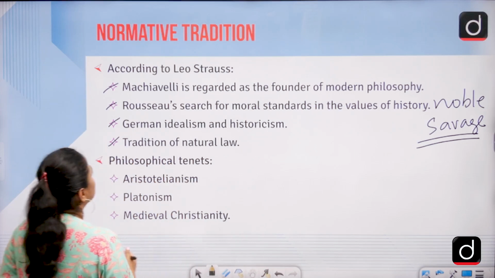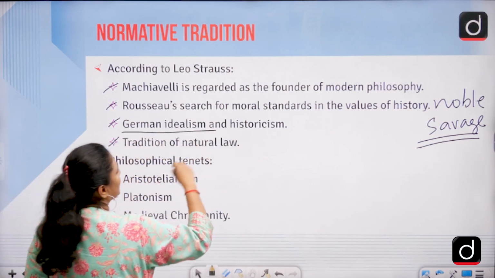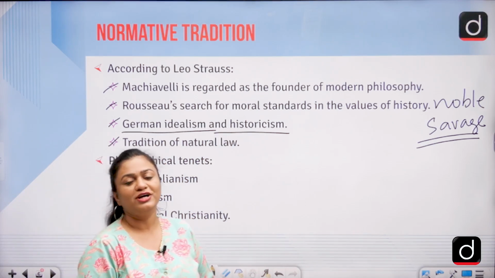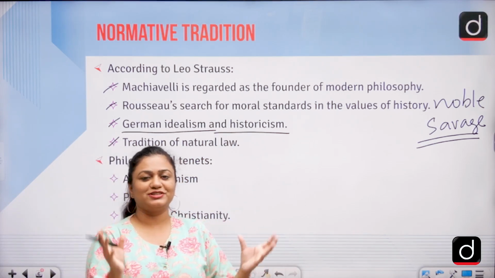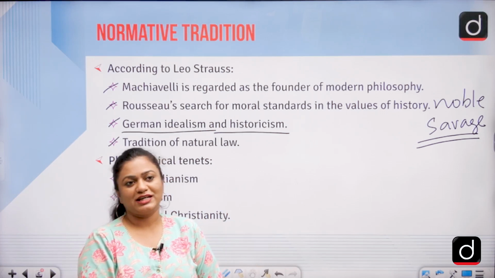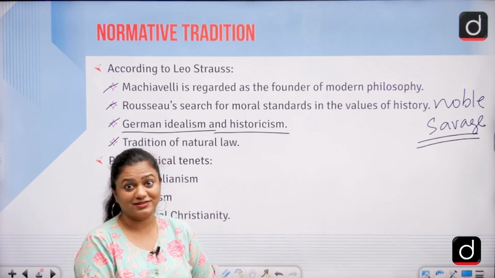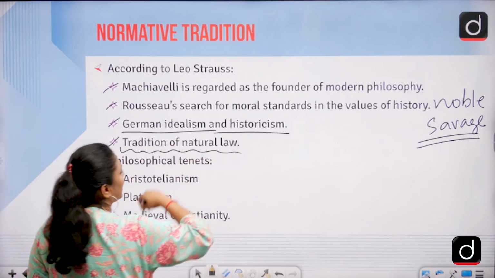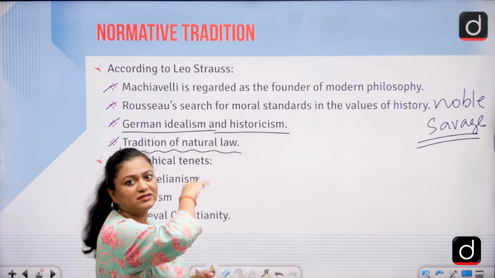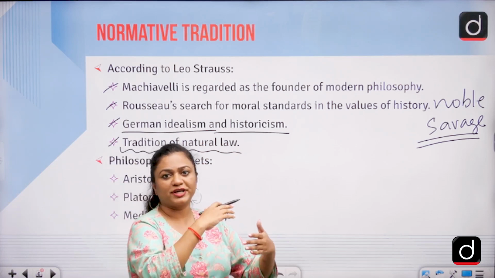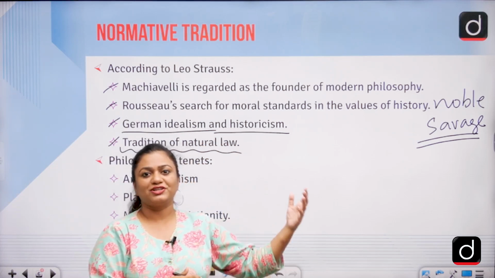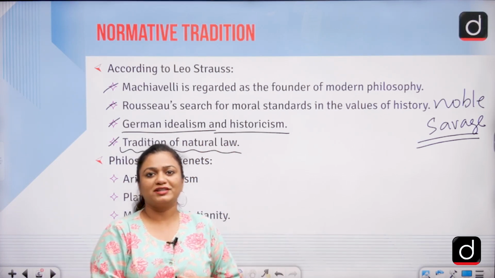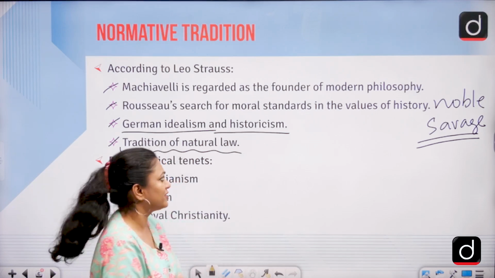Then after, there is German idealism and historicism. As we know from Hegelian philosophy, how he constructed his theory and called the state the march of God on earth. So the tradition of natural law runs throughout this normative tradition. We have natural law, natural rights, and even Thomas Hobbes and John Locke spoke about natural rights.